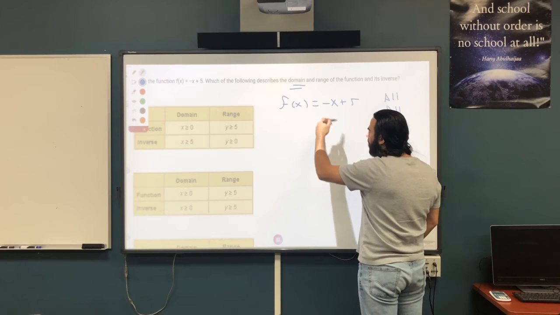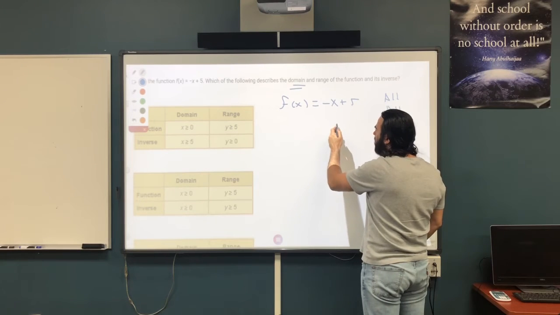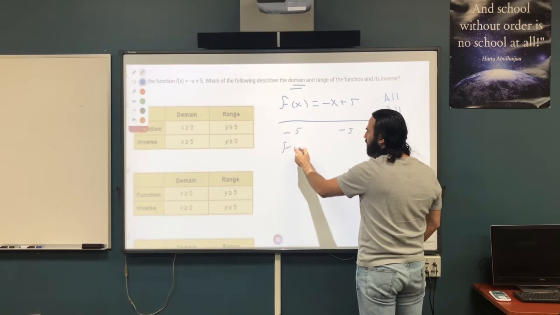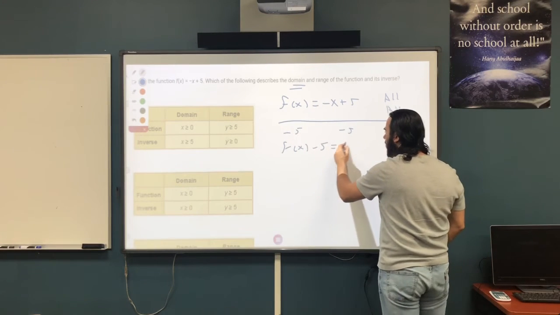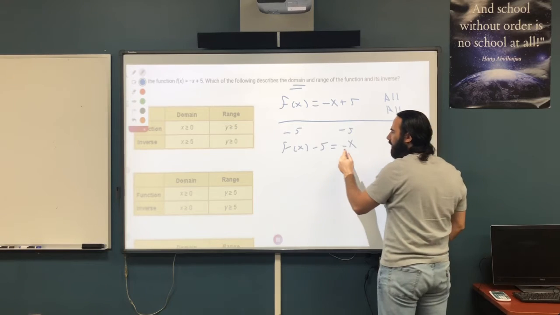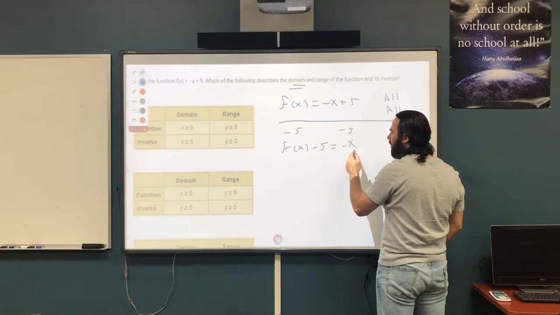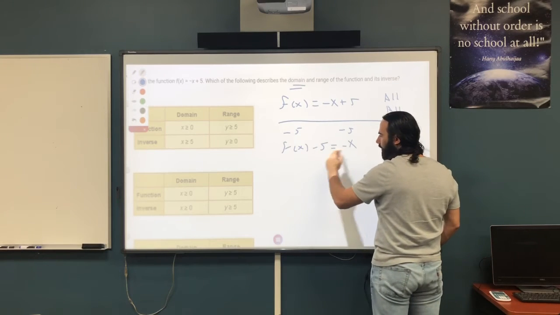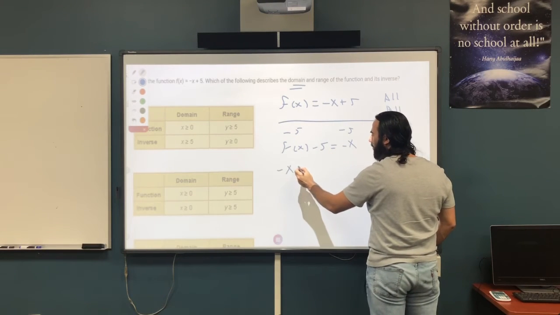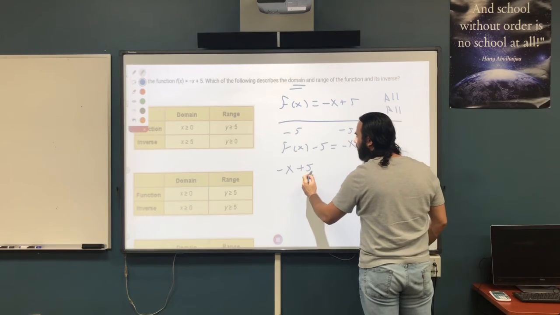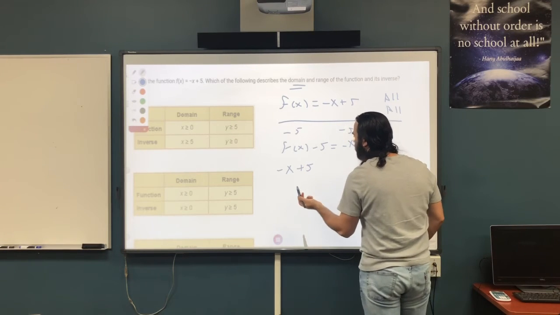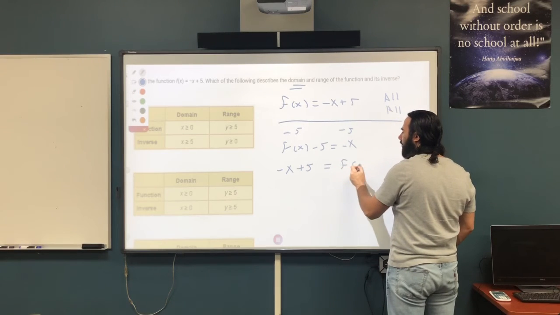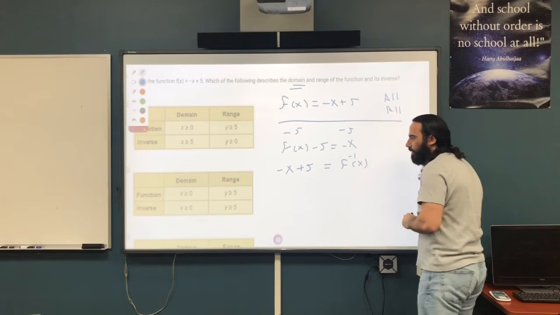Now we need to find the inverse. The inverse, we need to isolate x. So we subtract 5 from both sides. So f(x) minus 5 equals -x. And divide by -1 or multiply by -1 and switch between f(x) and x. So it's going to be -x plus 5 equals f(x), of course, the inverse of f(x).